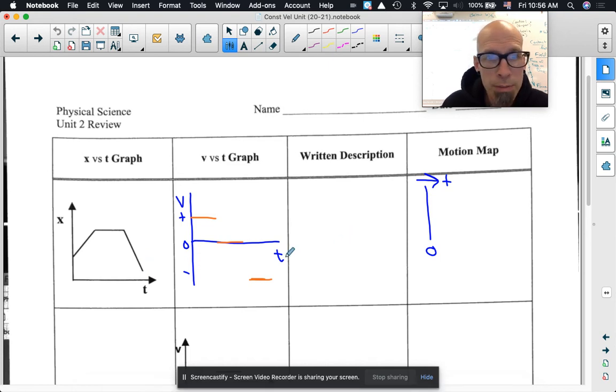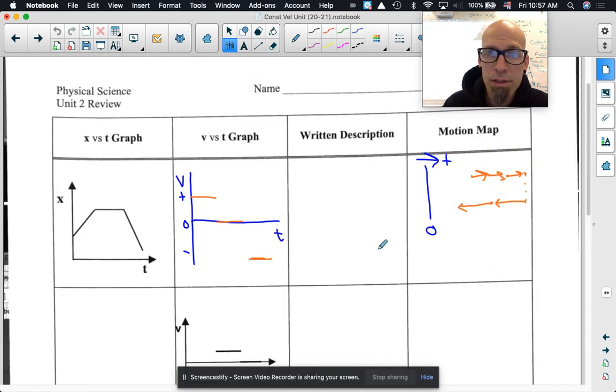That's it. Motion map. First dot, positive position. Traveling in the positive direction, so arrows going this way. Just a few of them, I guess. And then what happens? Stops. So dot, dot, dot. Then what? Back the other way, but faster than before. And it gets between where it started and the 0. It's somewhere past where it started, but short of the 0. So that works.